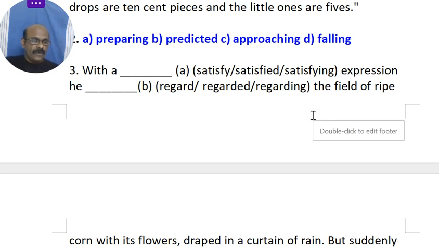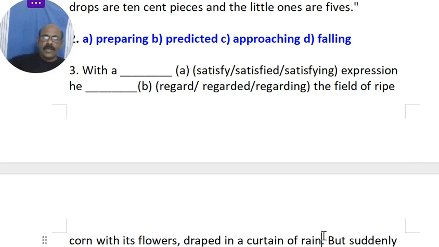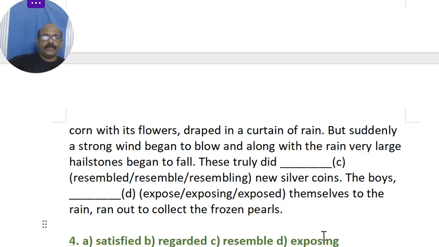He dash the field of rye. Yeah, that is past tense only. As usual, he regarded the field of the rye, the cornflowers, the rain. But suddenly, these truly did dash. Here, after do forms, do, does, did, you have to use only V1. That's why here did resemble, V1. Resemble, you are taking here.